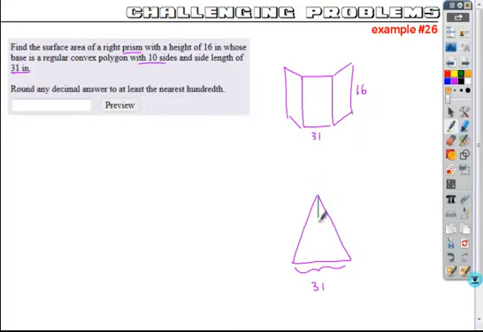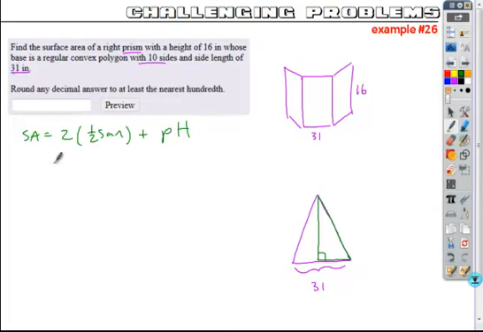And so when I draw in my altitude here, I create my right triangle. Well, in order for me to find this total surface area, I'm going to take two bases. Each base is 1/2 SAN, the area of a regular polygon. And then to that, I'm going to take the perimeter of my base times the height of my solid.